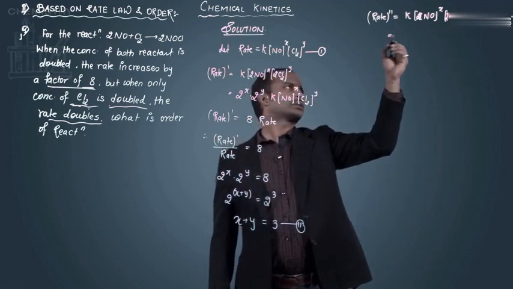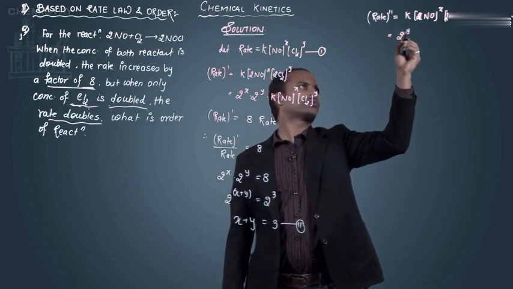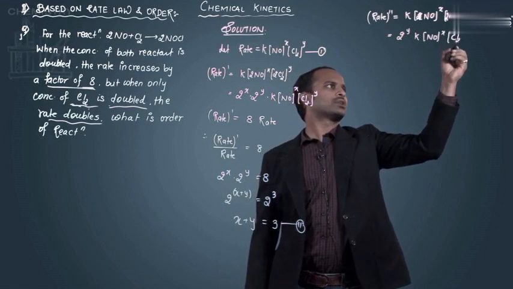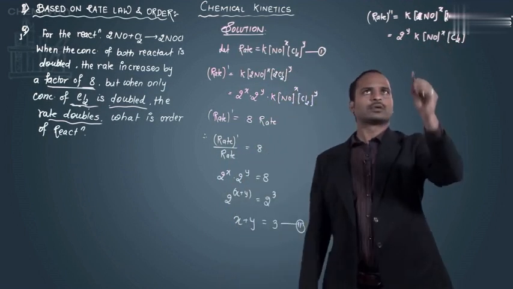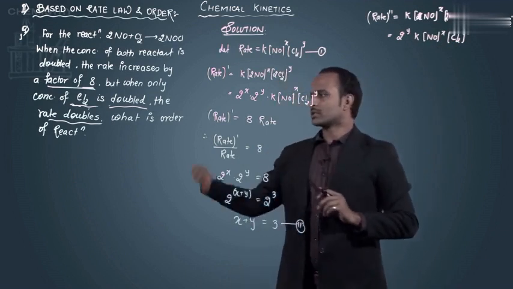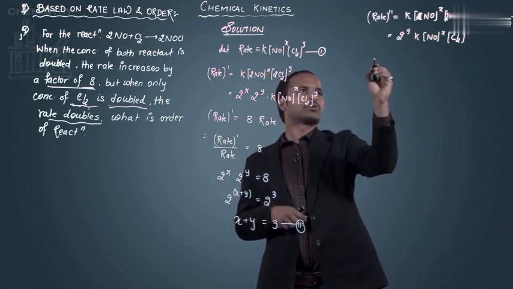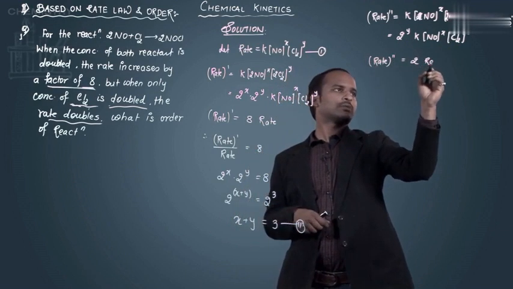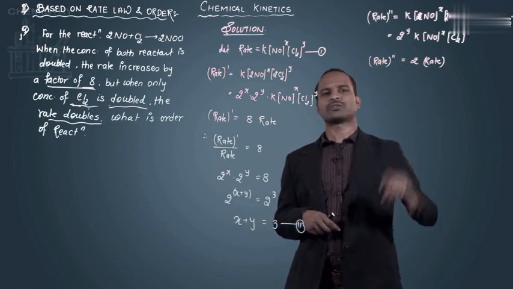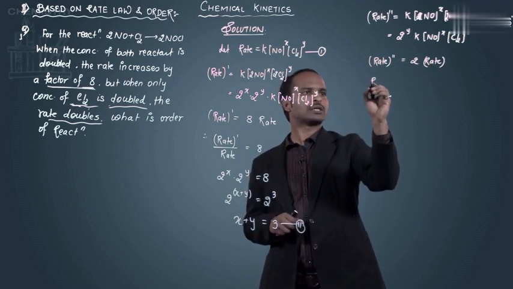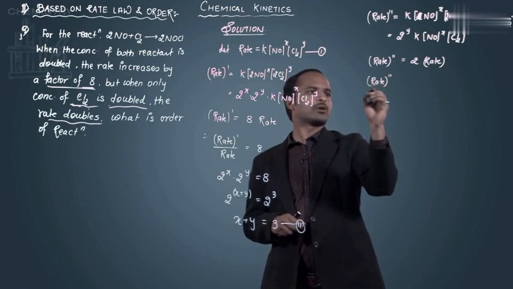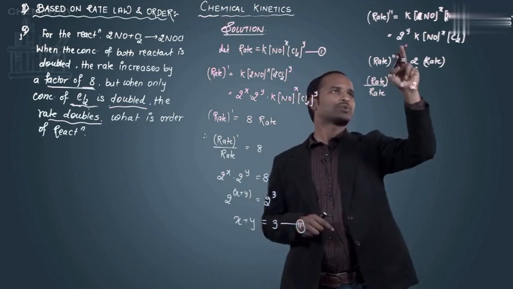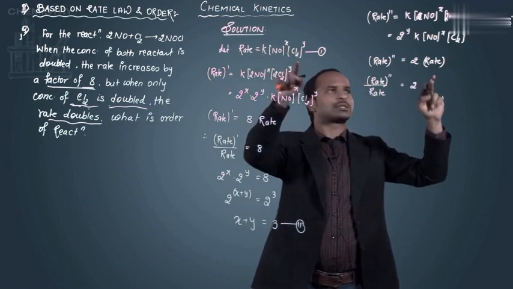So here I can say that the 2 will come outside, in the form of 2 raised to Y, and then K into NO raised to X, and then Cl2 raised to Y. Now it says that if the concentration of Cl2 is doubled, the rate is also doubled. So the new rate, rate double dash, is equal to twice the original rate. And this change has taken place because of the doubling of the concentration of Cl2. So I can say rate double dash upon rate is equal to 2. Now rate double dash is 2 raised to Y upon this, upon rate is this.